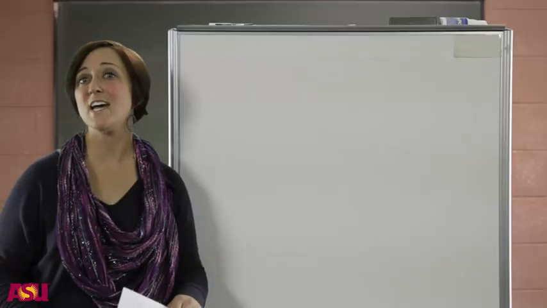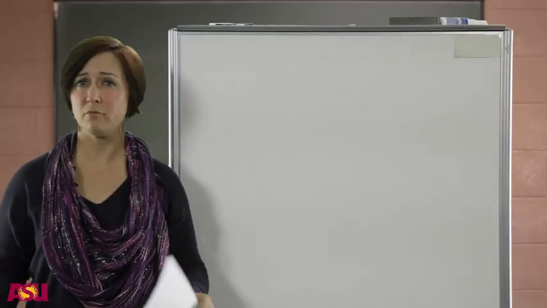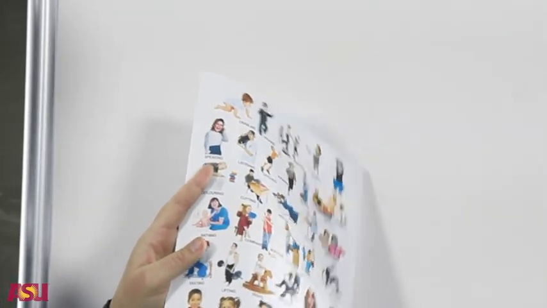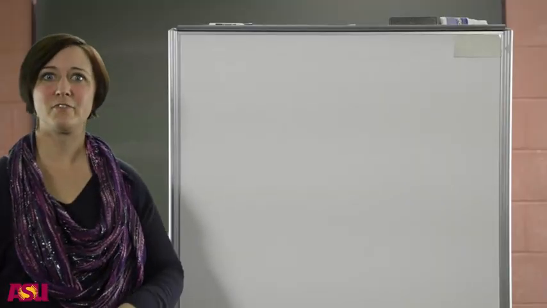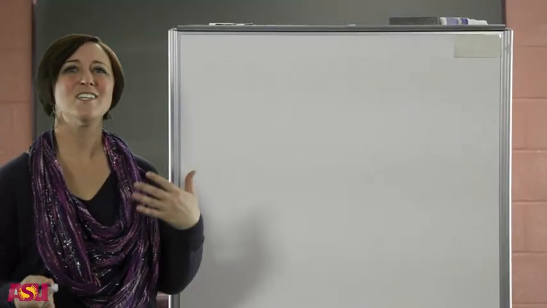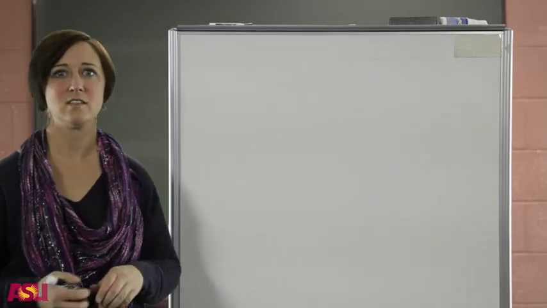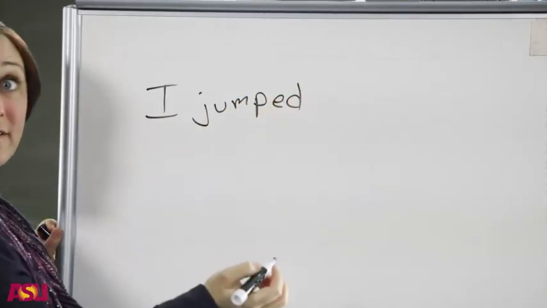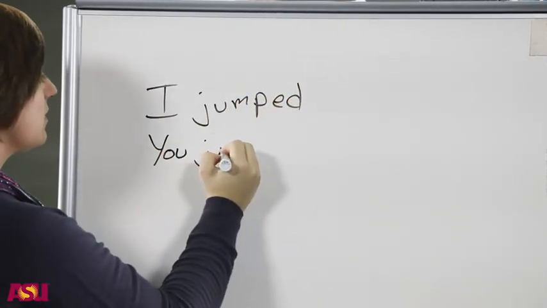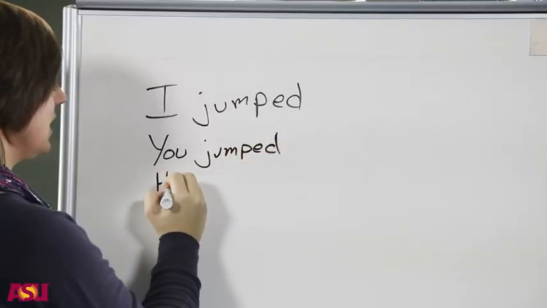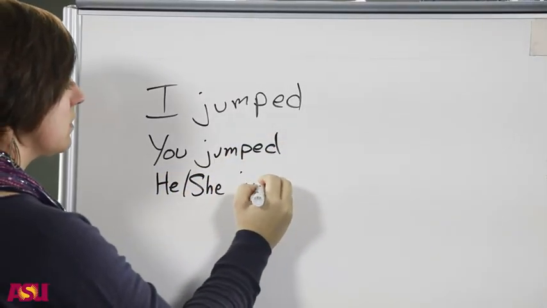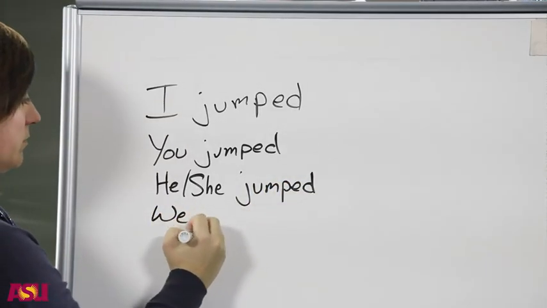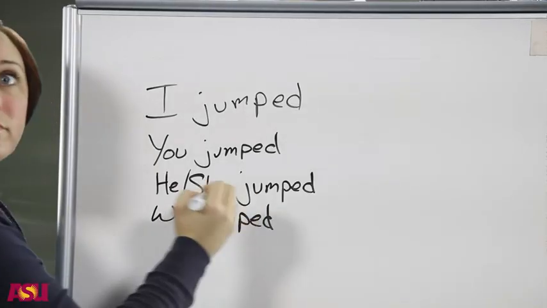Let's talk about past tense and regular verbs. Can anyone give me a verb? Let's look at these photos. What verbs do you see? Good. Now, a regular verb means what? What does it do to show past tense? I jumped. You jumped. He or she jumped. We jumped. They jumped.